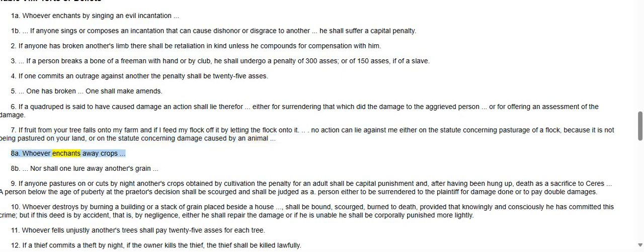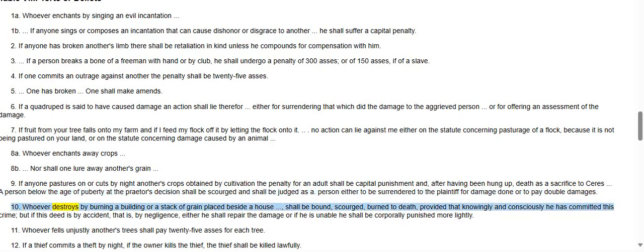8a. Whoever enchants away crops. 8b. Nor shall one lure away another's grain. 9. If anyone pastures on or cuts by night another's crops obtained by cultivation, the penalty for an adult shall be capital punishment and, after having been hung up, death as a sacrifice to Ceres. A person below the age of puberty at the praetor's decision shall be scourged and shall be judged as a person either to be surrendered to the plaintiff for damage done or to pay double damages.